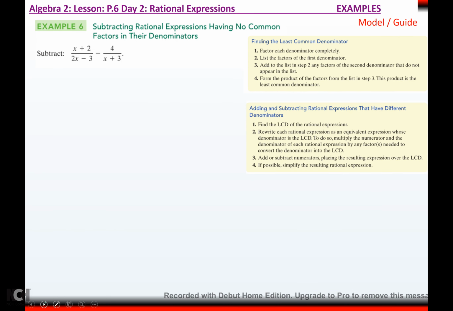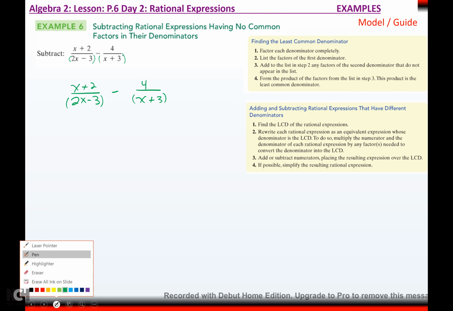Okay, so to do this, we need to look at my denominators, and I want to see if I can factor any of them, and I can't. They're degree 1s, they have nothing in common, so I can't factor them, which means my common denominator, let me rewrite this: x plus 2 over 2x minus 3 minus 4 over x plus 3.